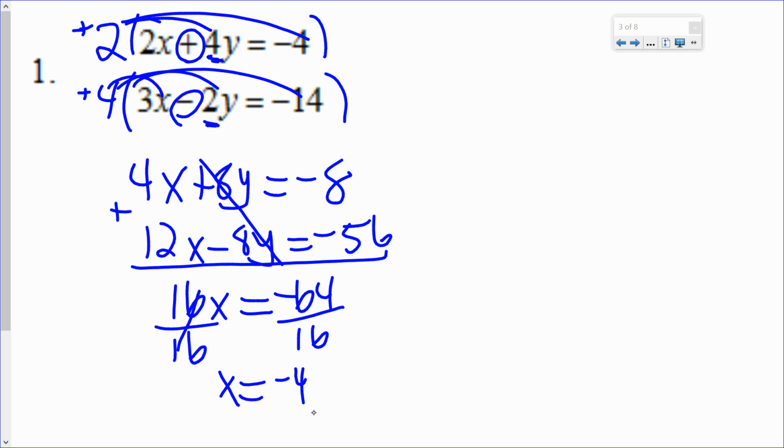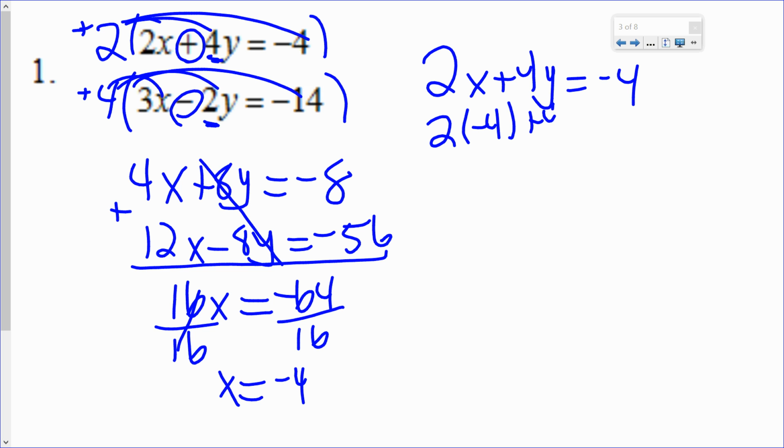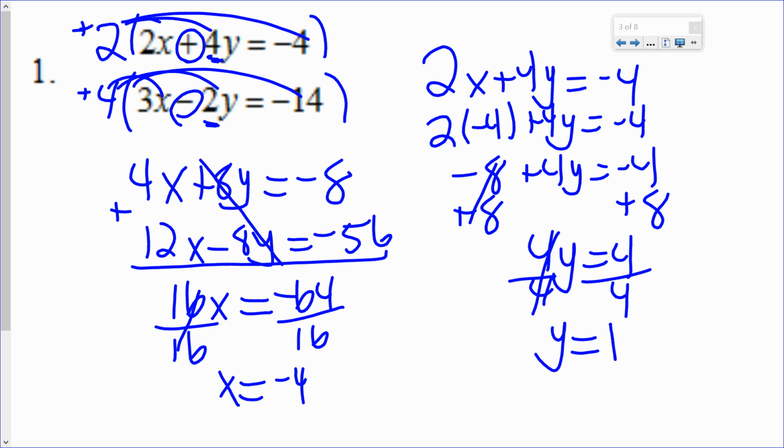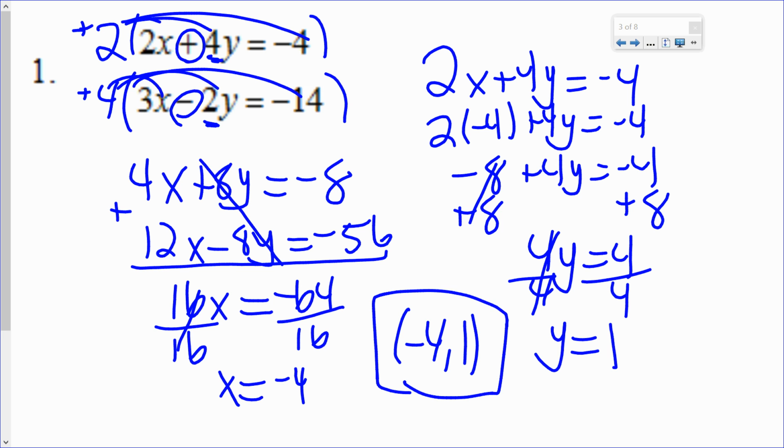Now that I have x, I'm going to go back to one of my original equations. It doesn't matter which one. I'm going to replace the x with negative 4. And then I'm going to solve for y. So I'm going to add my 8 to both sides. I'm going to divide by 4. I get y equals 1. So my answer, x is negative 4, y is 1. It'll often be written as an xy coordinate.